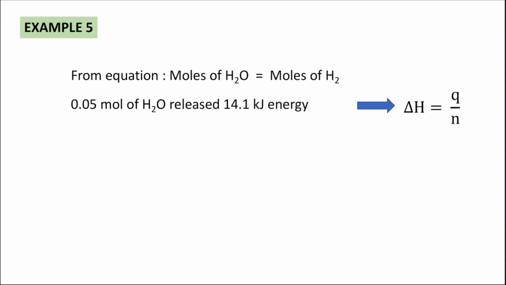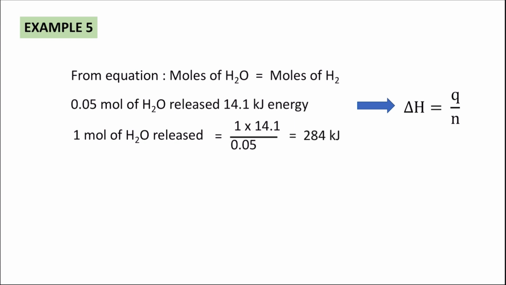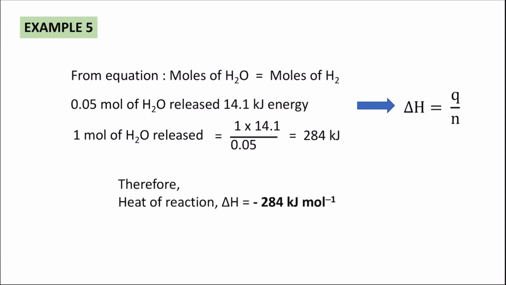So, maknanya kita akan continue untuk 1 mole of H2O, dia akan release, awak darab silang sahaja, awak akan dapat nilai dia 284 kilojoule. Therefore, untuk cari delta H, awak akan dapat negative 284 kilojoule per mole. Masukkan per mole untuk 1 mole. Dan negative sign dekat sini indicate the heat release. So, settle untuk jawapan for example 5.